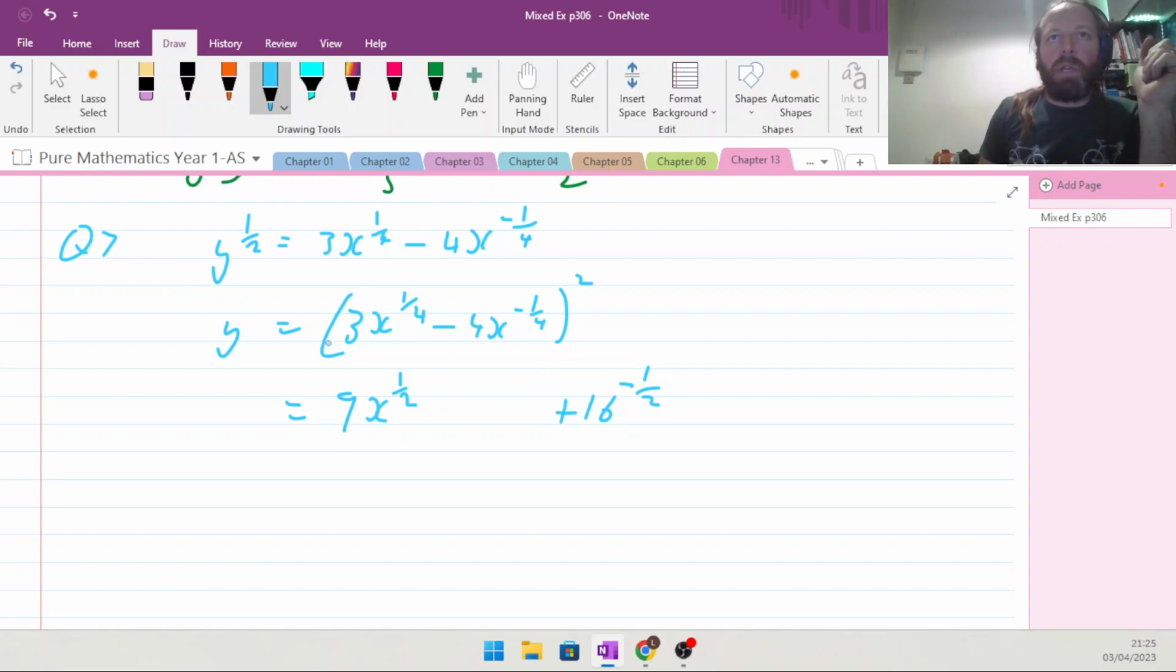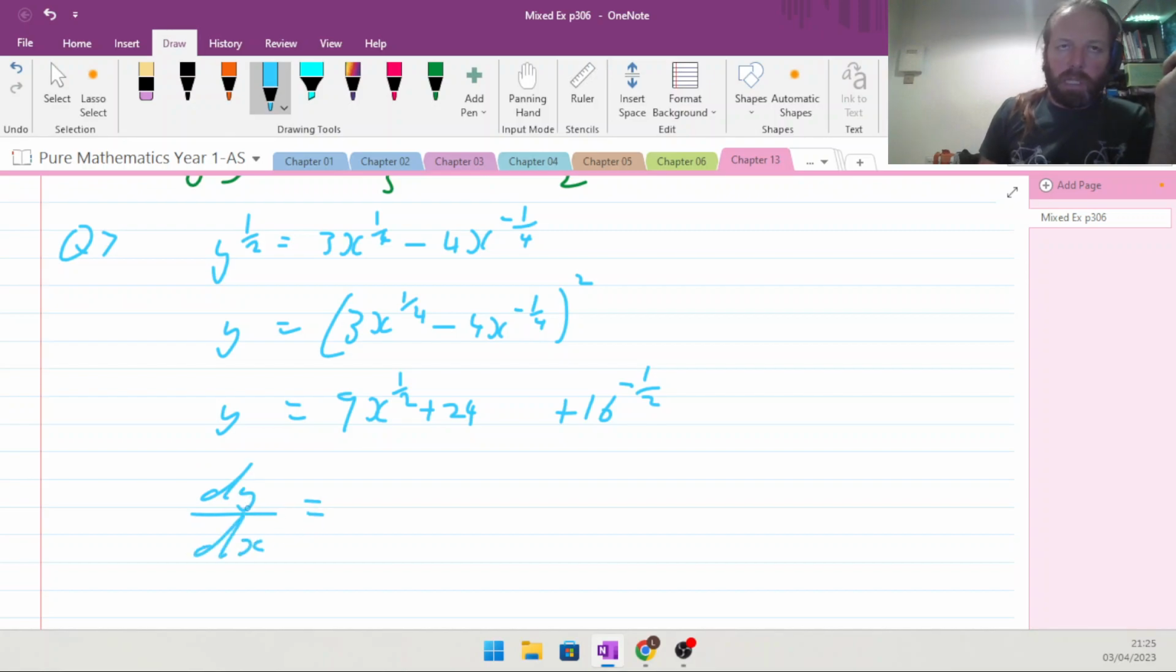What do we have in here? We've got 3 times 4, which is 12, and double it, so 24. Now, what do we have with this? X to the quarter, x to the minus a quarter, x to the 0, because you add them up, and so a quarter, take away a quarter, is 0, which is 1, so plus 24.